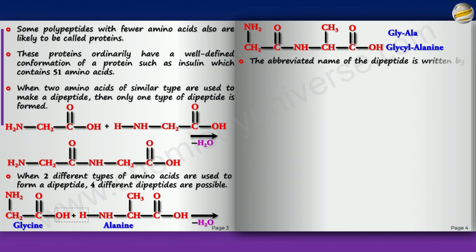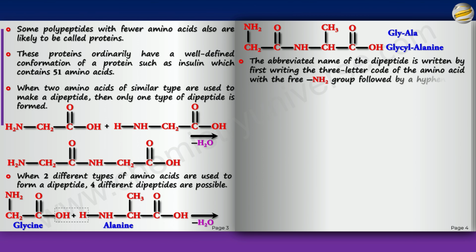The abbreviated name of the dipeptide is written by first writing the 3-letter code of the amino acid with the free NH2 group, that means whose COOH is used, followed by a hyphen, and then writing the 3-letter code of the amino acid with the free COOH, that is which has used this NH2.